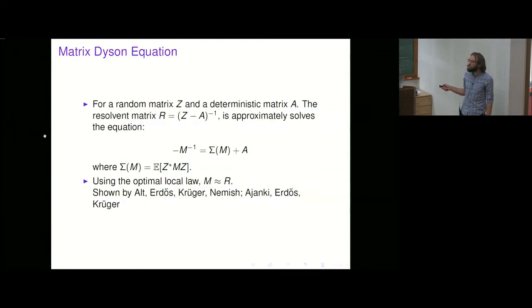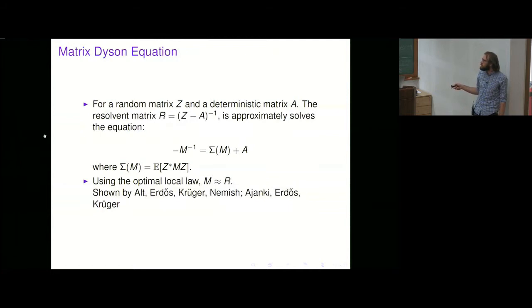And if I start with a matrix with non-zero mean, then I can just put the mean into the deterministic part. So I can write my matrix like this. So I'll consider this resolvent matrix where I take Z, subtract off some deterministic matrix, and I want this deterministic matrix to have positive imaginary part, so that this resolvent will be well-defined. Z will be a Hermitian matrix in this case. And this resolvent is going to approximately satisfy this equation, which is called the matrix Dyson equation.